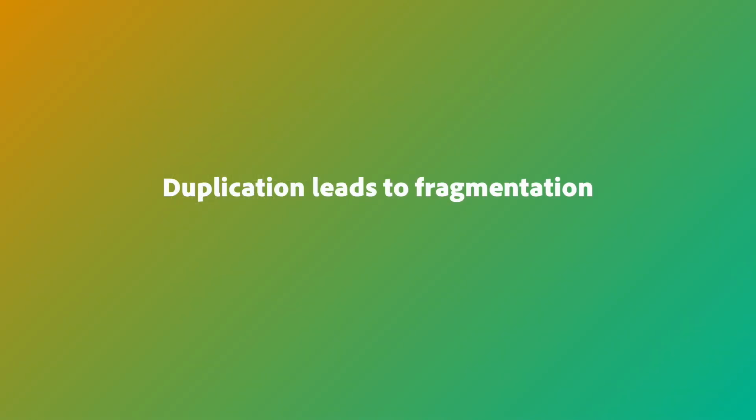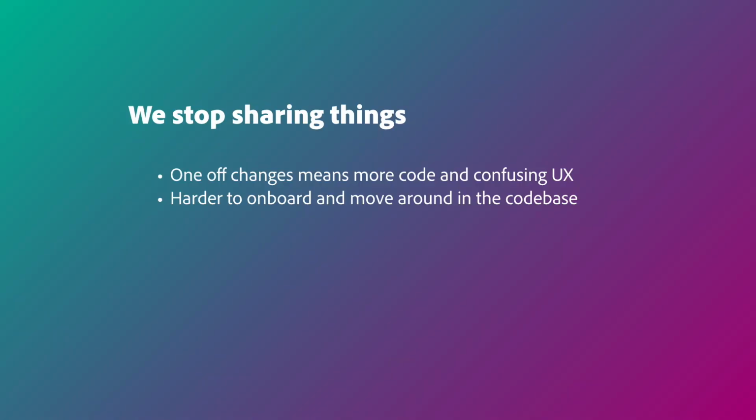But the other reason we don't want to have duplication, besides it being extra work, is that it leads to fragmentation. And fragmentation means we stop sharing things. So we have one-off changes and more code and more confusing UX because a user might be doing something and it's just a little bit different this time, but it was the same elsewhere. You might have seen this with some keyboard shortcuts. And it's harder to onboard new developers and new designers, and the code is different in different parts of the code base. They can't switch onto different products easily. So we make it so you don't have to worry about this stuff.